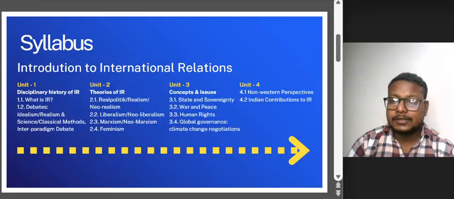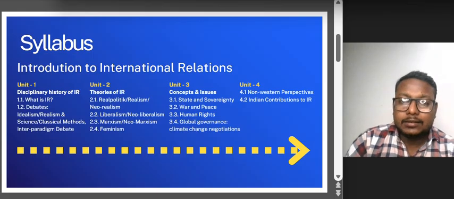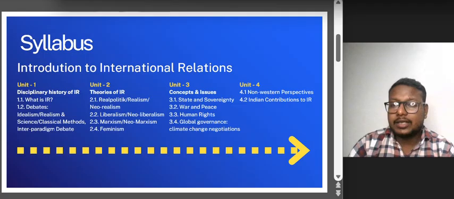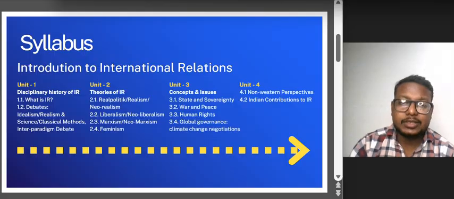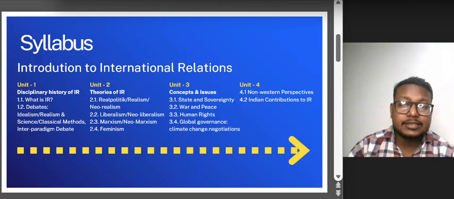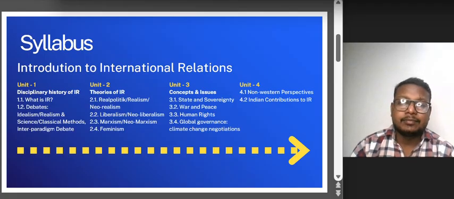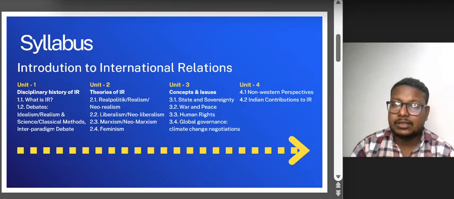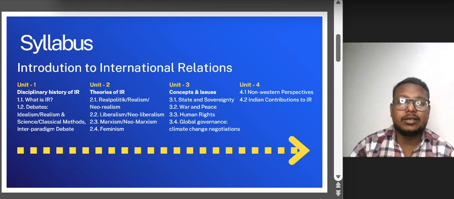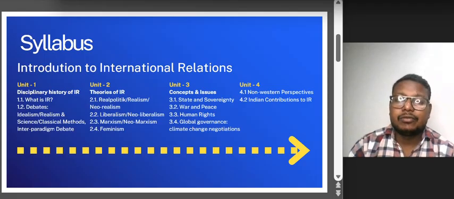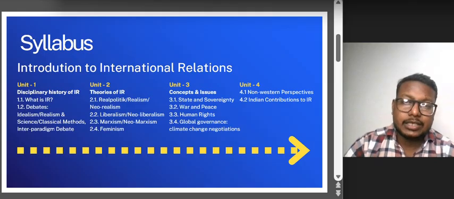Let's discuss the syllabus. Unit 1, Disciplinary History of International Relations. It discusses what is IR. The first unit answers the basic questions: what is international relations? It traces IR as a formal discipline, especially after World War One and World War Two. You'll explore early debates between ideologies like realist, idealist, and scientific approaches. This unit lays the foundation for understanding how theories and methods shape the discipline.